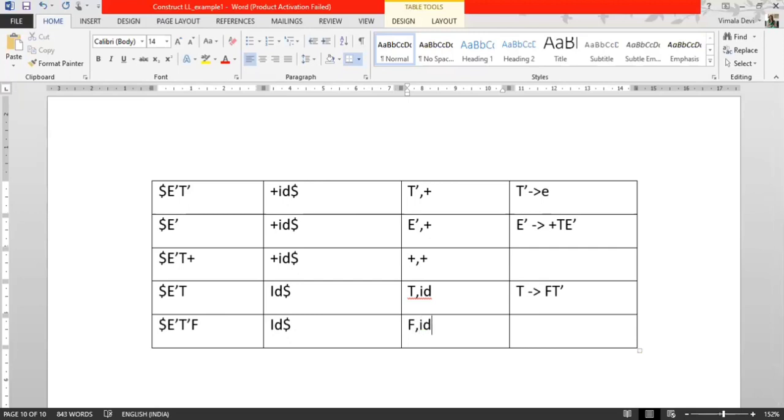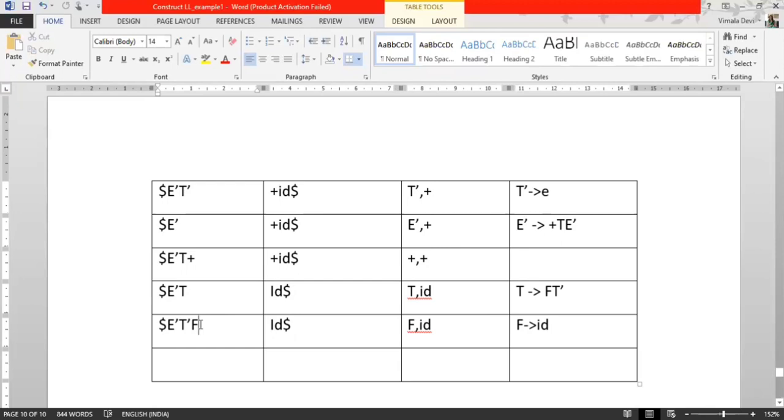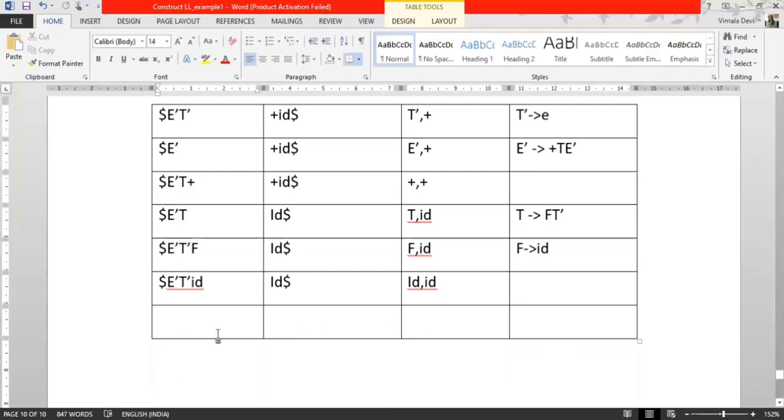Now you check what is F comma id. F comma id allows you to select the rule F derives id. If that is the case, this F will be replaced by id. So let me copy and paste. If this F is replaced by id, the top of the stack and whatever is pointed to by the parser in the input tape are one and the same. Top of the stack is also id, input tape also contains id, so we need to pop whatever is available at the top of the stack, isn't it?